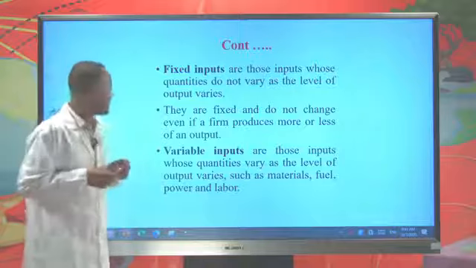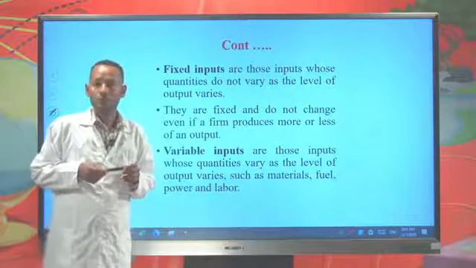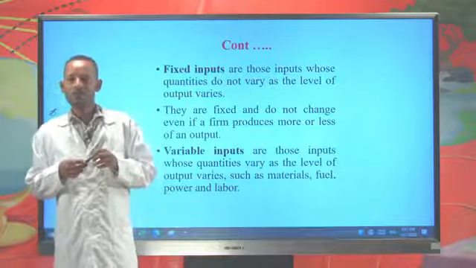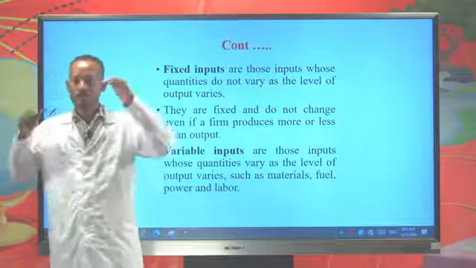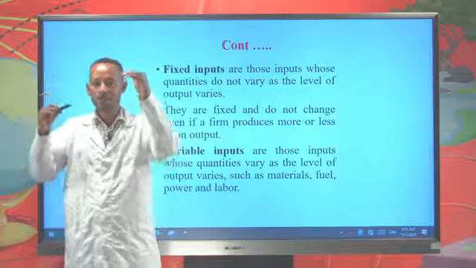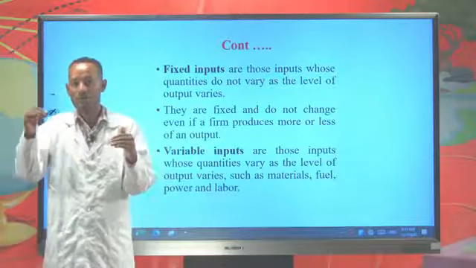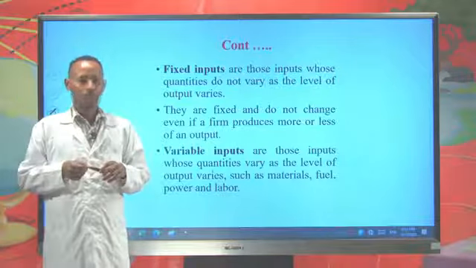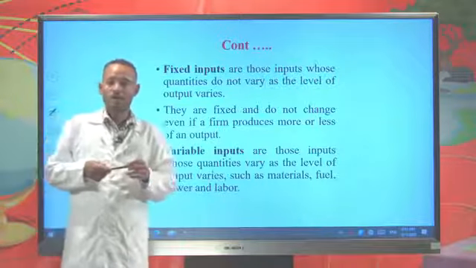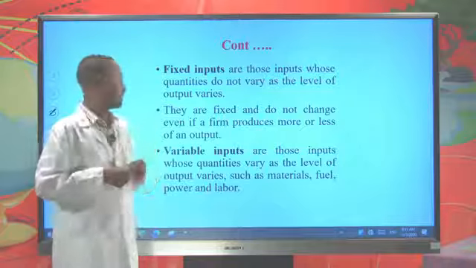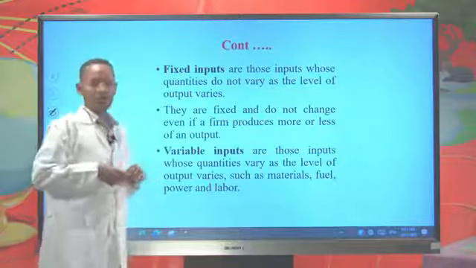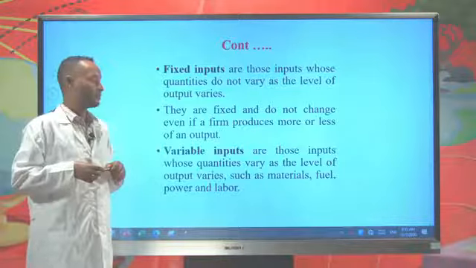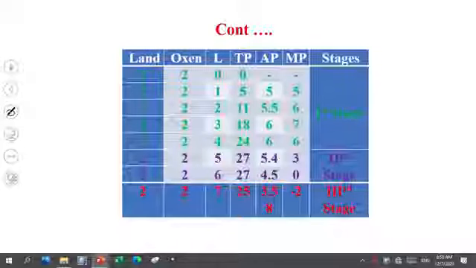But variable inputs are those inputs that directly vary with the level of output. That means inputs that increase as the level of output increases, and inputs that decrease as the level of output decreases, are called variable inputs. Most of the time, labor is considered as a variable input. Now let's illustrate these terms using the following farm model.